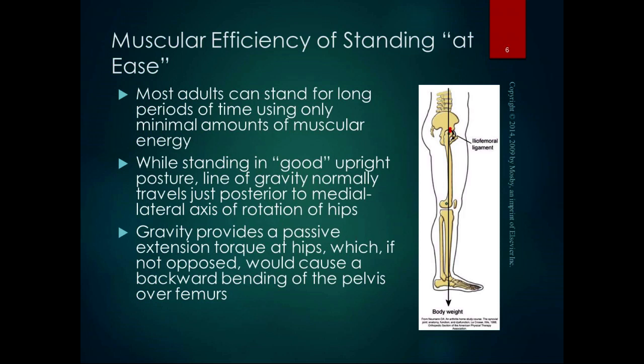So the line of gravity, and this summer in Test and Measures Lab, Lisa and Claudia will have you do some plumb line posture assessments, and you'll see how this works. So gravity provides a passive extension torque at the hips, which, if not opposed, would cause backward bending of the pelvis over the femurs. Because the line of gravity is slightly posterior to the medial lateral axis, we need the Y ligament and the pubofemoral ligament and the ischiofemoral ligament to keep us from going into excessive hip extension. So we can actually hang on those ligaments a little bit to keep us in an upright posture.